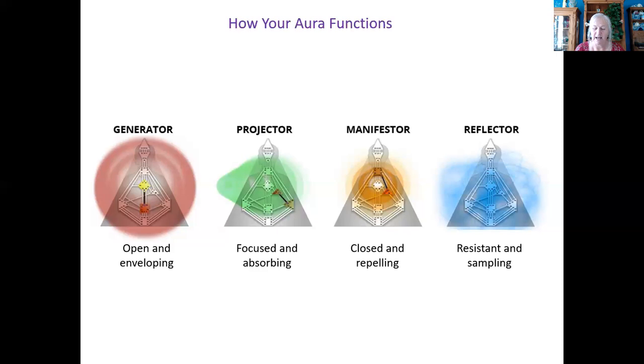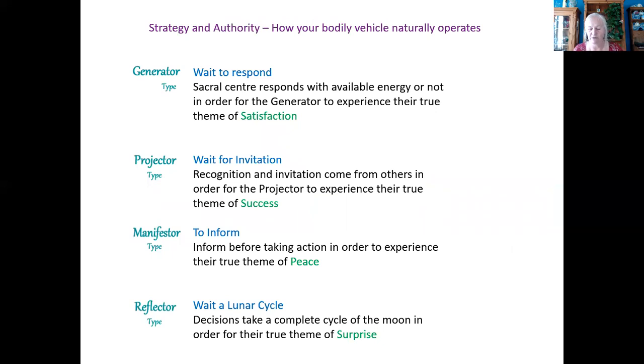So this is critical to understanding how you work in the world, how your body, your form works in this world. And each of these types has its own strategy and authority, and these are the keys for your success. These are the keys for how your body vehicle naturally operates when you're not interfering with it. So if you're a generator type or a manifesting generator, then the strategy for you is to wait to respond. And this is a response that comes from in your body, the sacral center, and it responds with available energy or not, in order for you to experience your true theme of satisfaction. So your strategy and authority is how you get your theme, right? When you're operating through strategy, and we'll come to authority next, you get satisfaction.